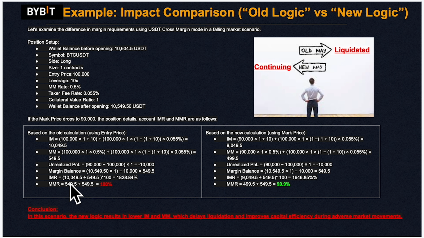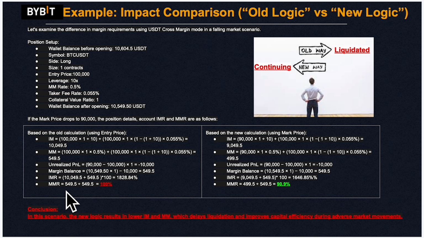Now, the next one is your initial margin ratio. The way this one is calculated is the same thing. You take $10,049, which is your initial margin, and divide it by your margin balance, 549.5, and then you multiply it by 100, to get a percentage, because you are calculating it in terms of percentage. Whatever percentage you get right here is 1,828.84%.